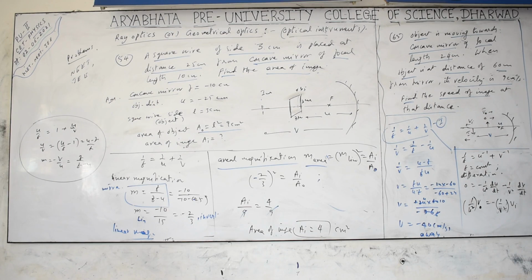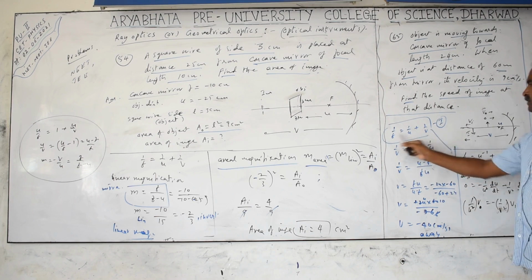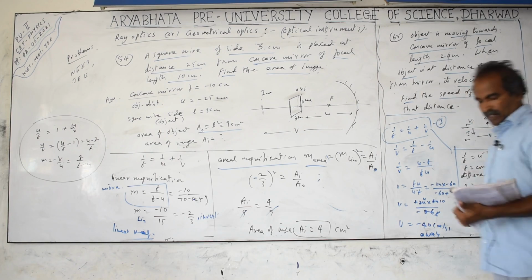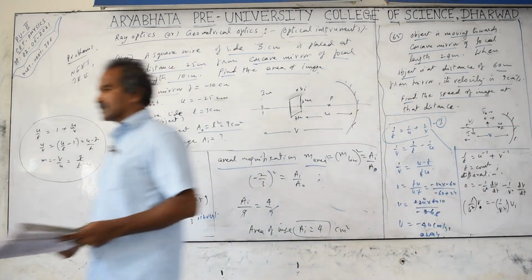The basic formula for mirrors is 1 by F equals 1 by U plus 1 by V. So if you take 1 by V, this becomes equal to 1 by F minus 1 by U. Taking 1 by U to the left side, it becomes negative. From this you have to find the value of V by substituting the values. I didn't mention the values here, no space for that.